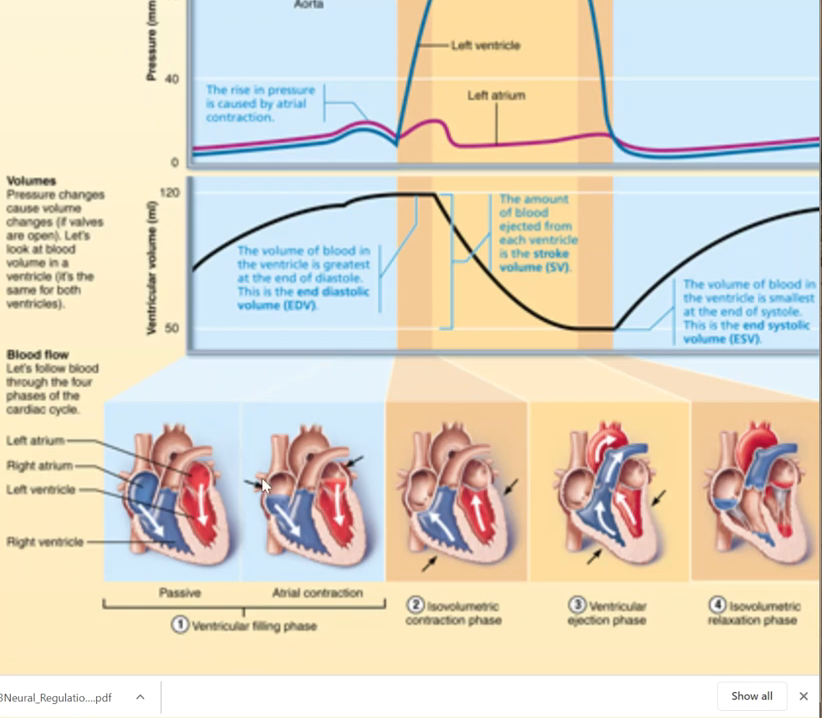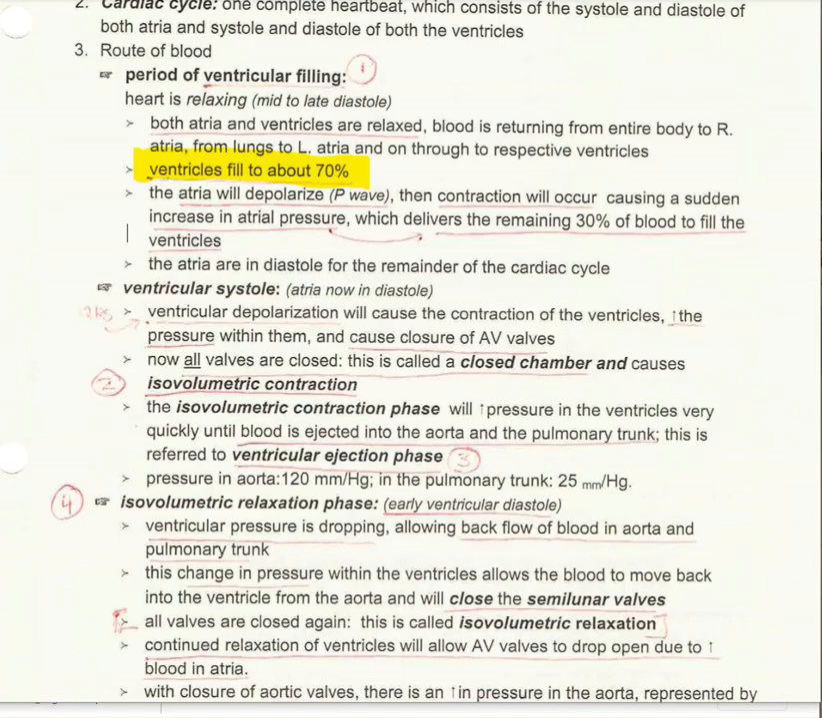And then we start to have contraction, and those little arrows on either side are showing contraction of the blood into the two ventricles. Okay? All right, let's go back and look at what's happening there. So when we get contraction, we get an increase in atrial pressure, that little bump you saw, that delivers the remaining 30% of the blood to the ventricles. Now the atria in diastole for the remainder of the cardiac cycle are going to repolarize behind the QRS wave, and they're going to get to relax until they have to contract again about a second later.